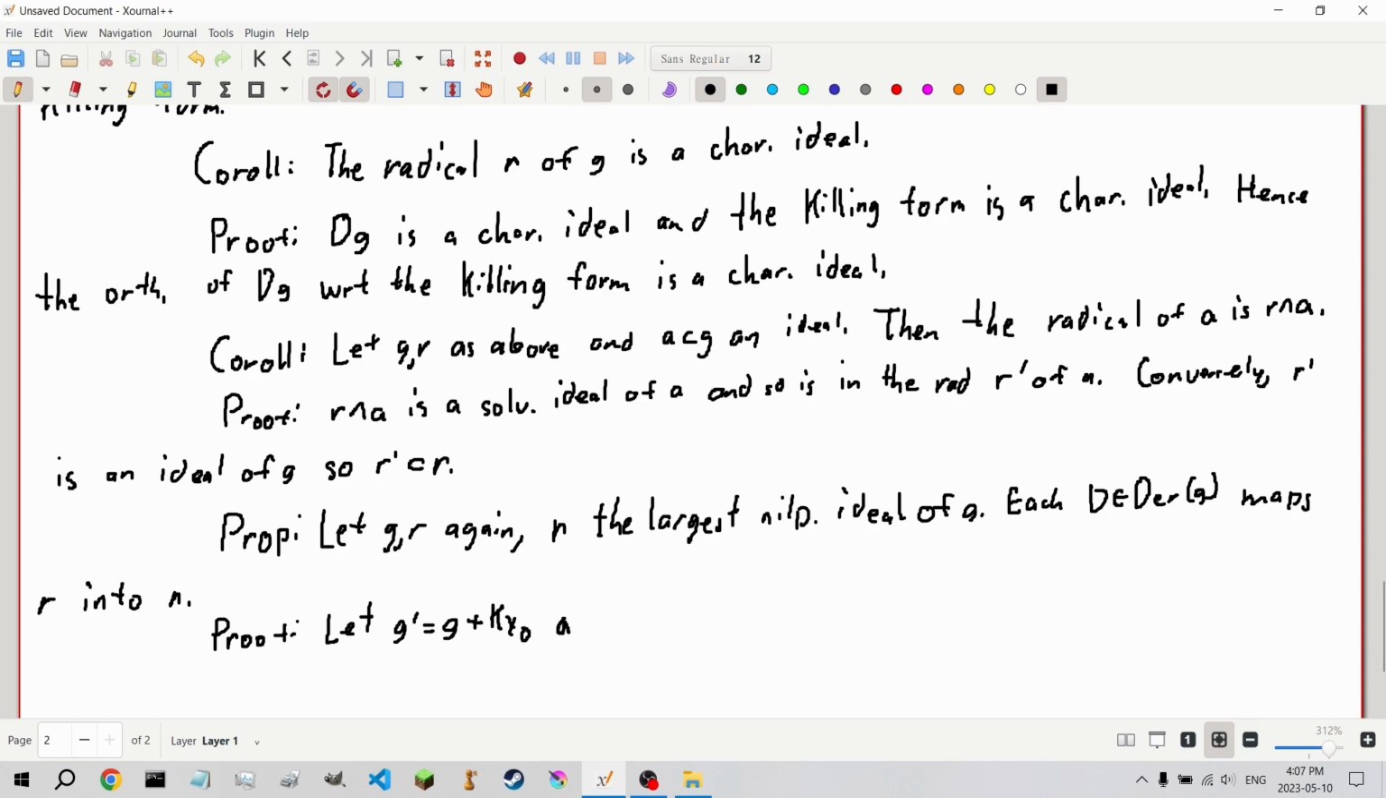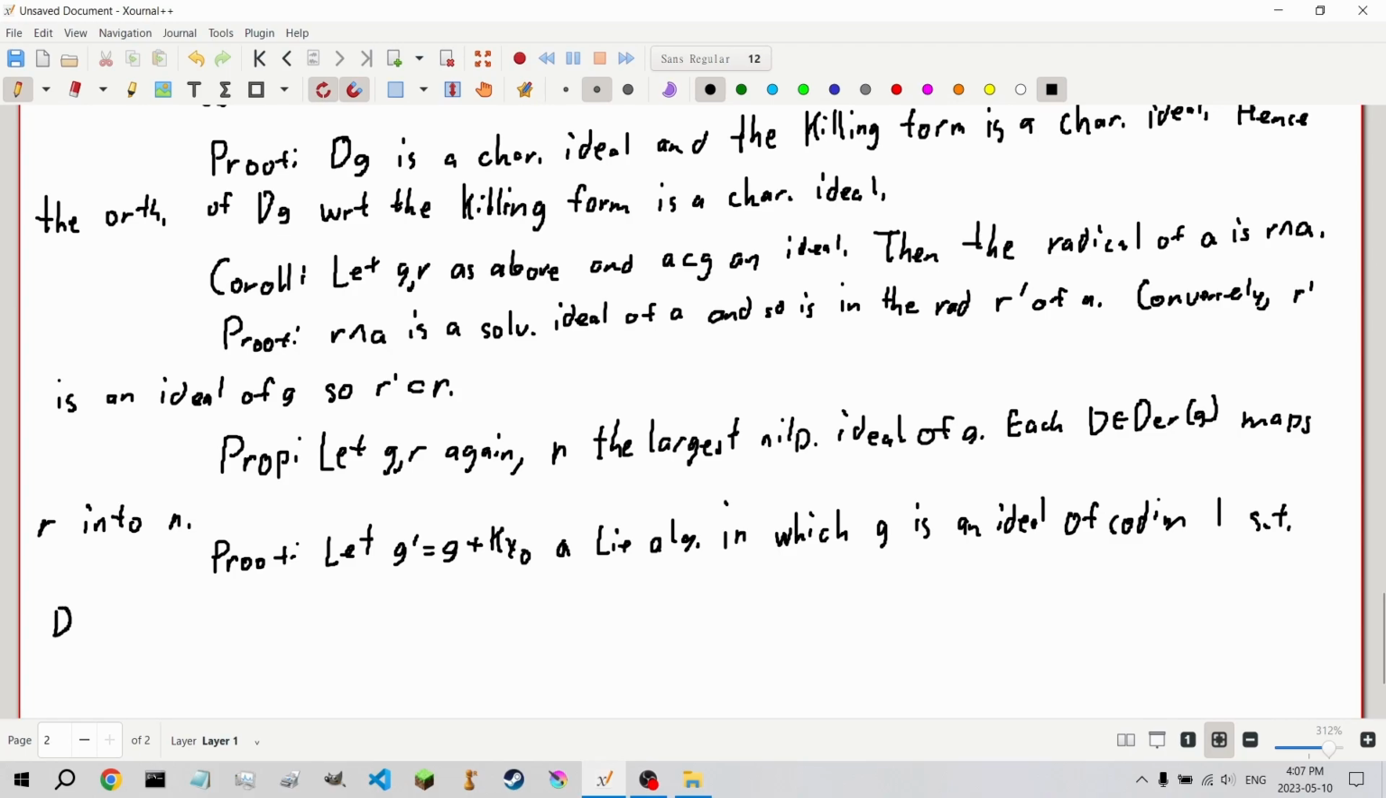be a Lie algebra in which G is an ideal. We see it's of codimension 1 such that the derivation of x, our arbitrary derivation, is equal to the bracket of x naught and x. This is a trick we've seen before, for all x in G. Essentially, we just add a dimension onto our Lie algebra so that the derivation we're trying to study becomes an inner derivation.